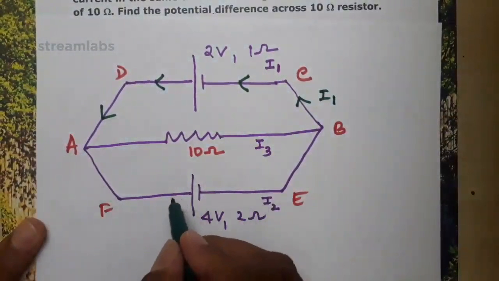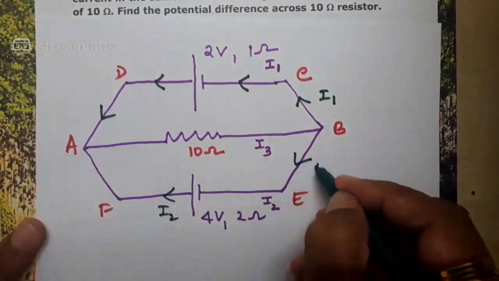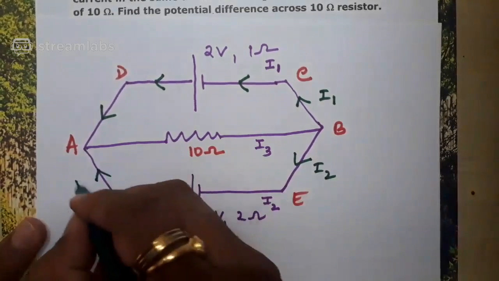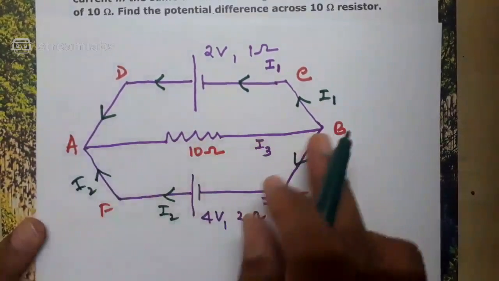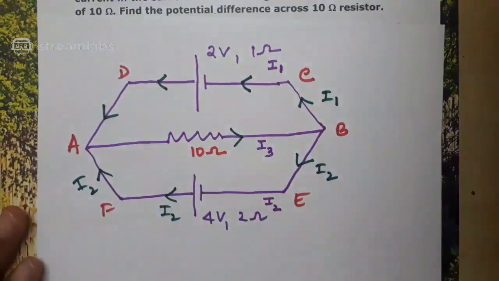Similarly, here also the cell is there, so I'll take the current direction in this manner, B to E, E to F, F to A. And here there is no cell, so you can select your own direction. Shall I mark the direction of the current I3 in this direction? Fine, A to B.